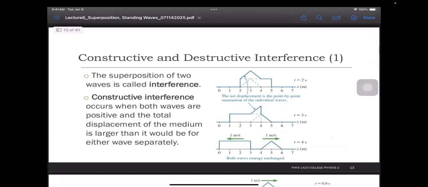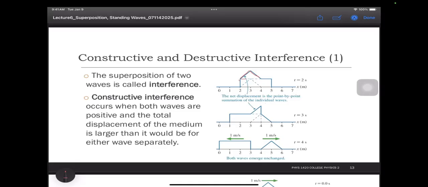And then the superposition of two waves is called interference. You can see here those two waves meet with each other in this position, and we call it superposition. Superposition of two waves is called interference. And you can see those two waves, the displacements are added with each other. We call it constructive interference.